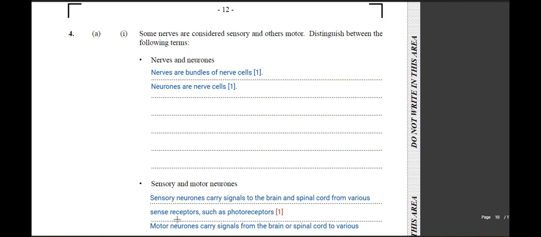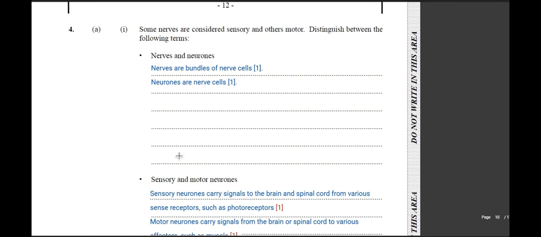We are back, January 2017, HSB Part 2, where we are covering questions 4 to 6. So let's get into it. Question 4. Some nerves are considered sensory and others motor. Distinguish between the following terms.